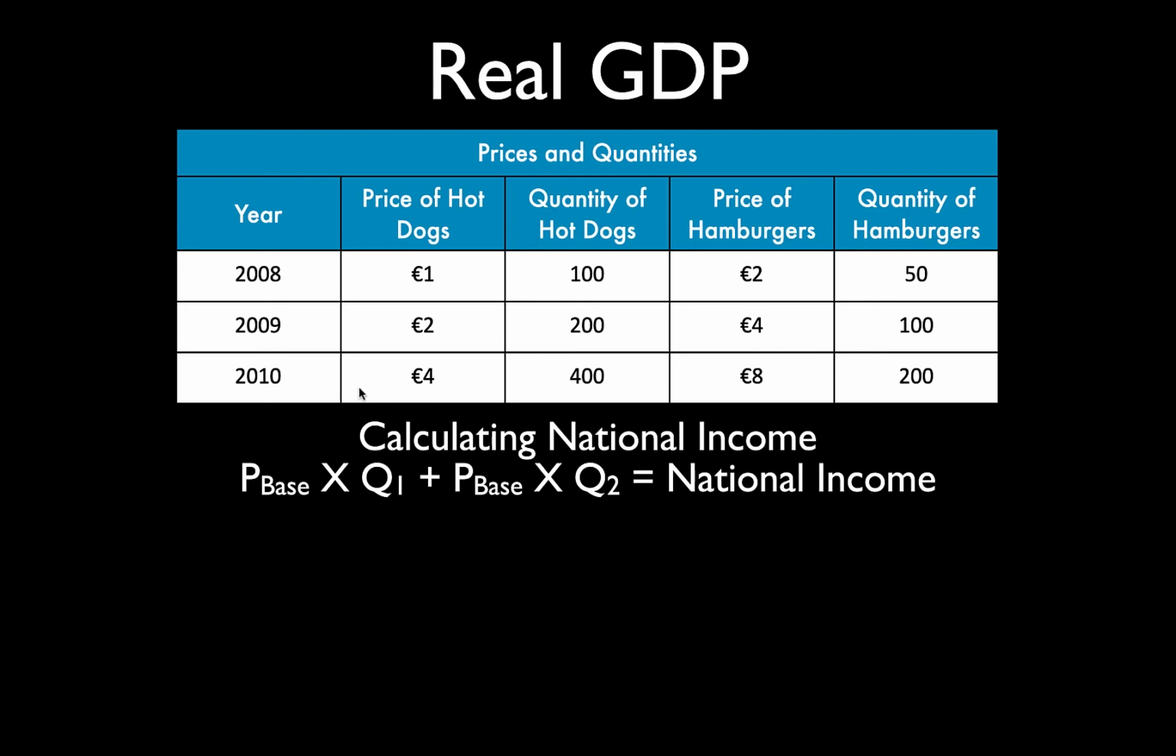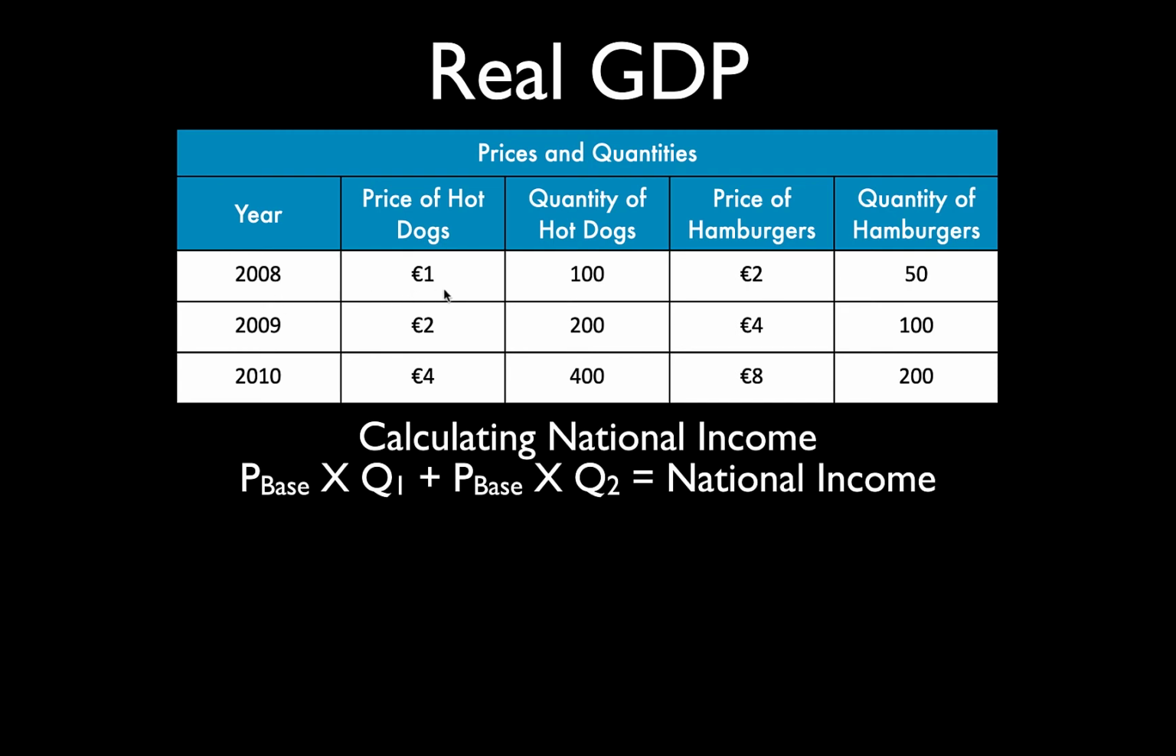Okay, so the first thing I'm going to do is I'm going to decide that I'm going to stick with the prices in 2008 for hot dogs and hamburgers for every year. But I'm going to use the quantity of hot dogs and hamburgers in the year that I am calculating. Now, that might not make sense to you, but first of all, I just want to see P base, so the price in the base year. I am choosing 2008 as my base year.